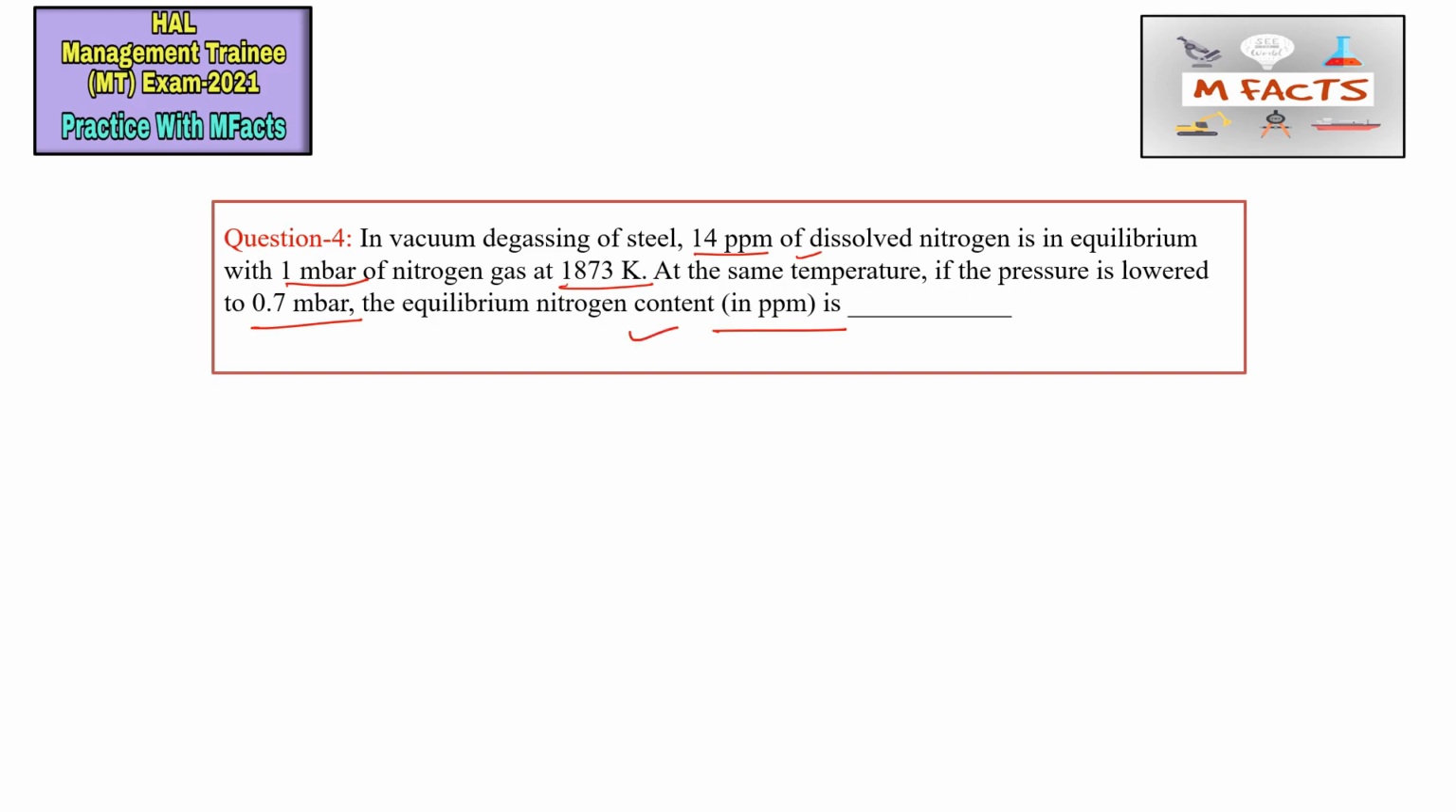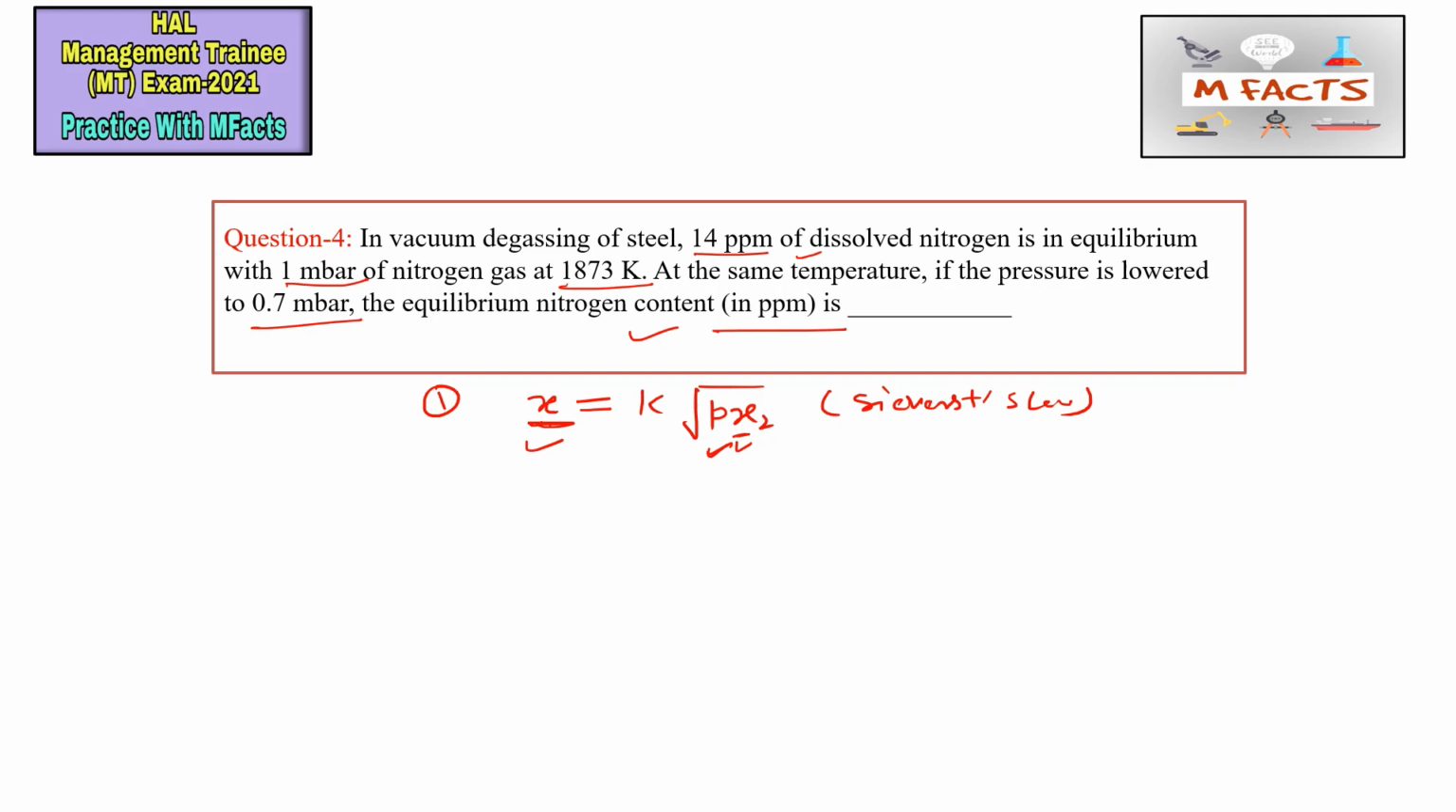One law that is applicable for the dissolved content of an element in liquid steel is Sievert's law. Suppose the content of that element is x, then x is equal to k times the square root of p_x2, that is, the partial pressure of that element. So this is Sievert's law: this is the content and this is the partial pressure of that element.